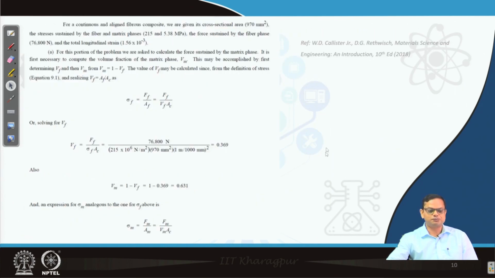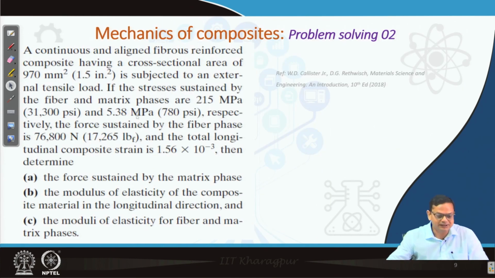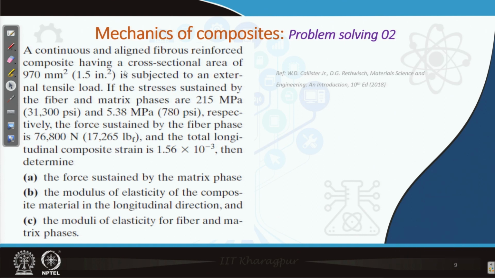Okay. This problem says that a continuous and aligned fiber reinforced composite, similar condition, it is continuous in fibers and having a cross sectional area of 970 mm square, and it is subjected to an external tensile loading.